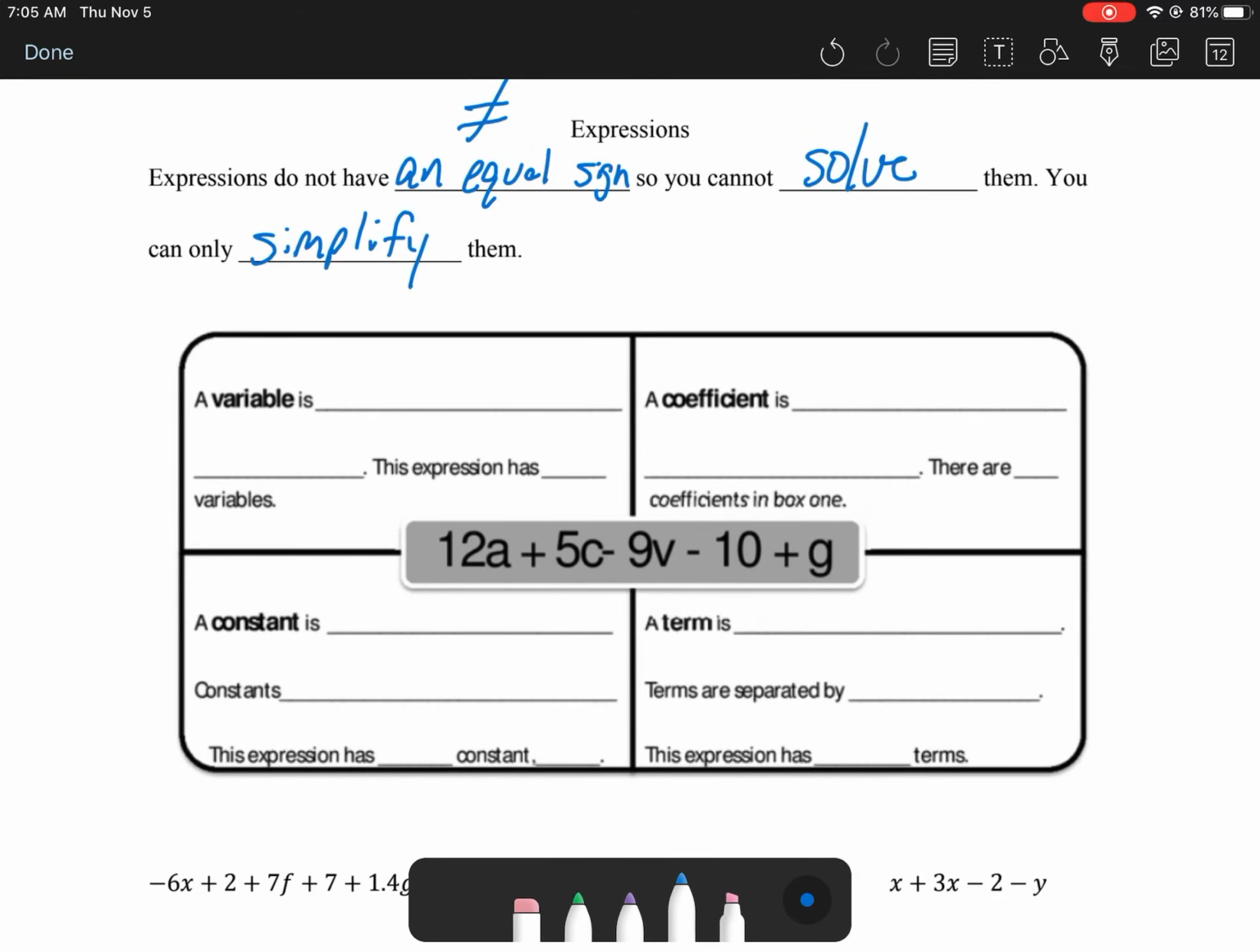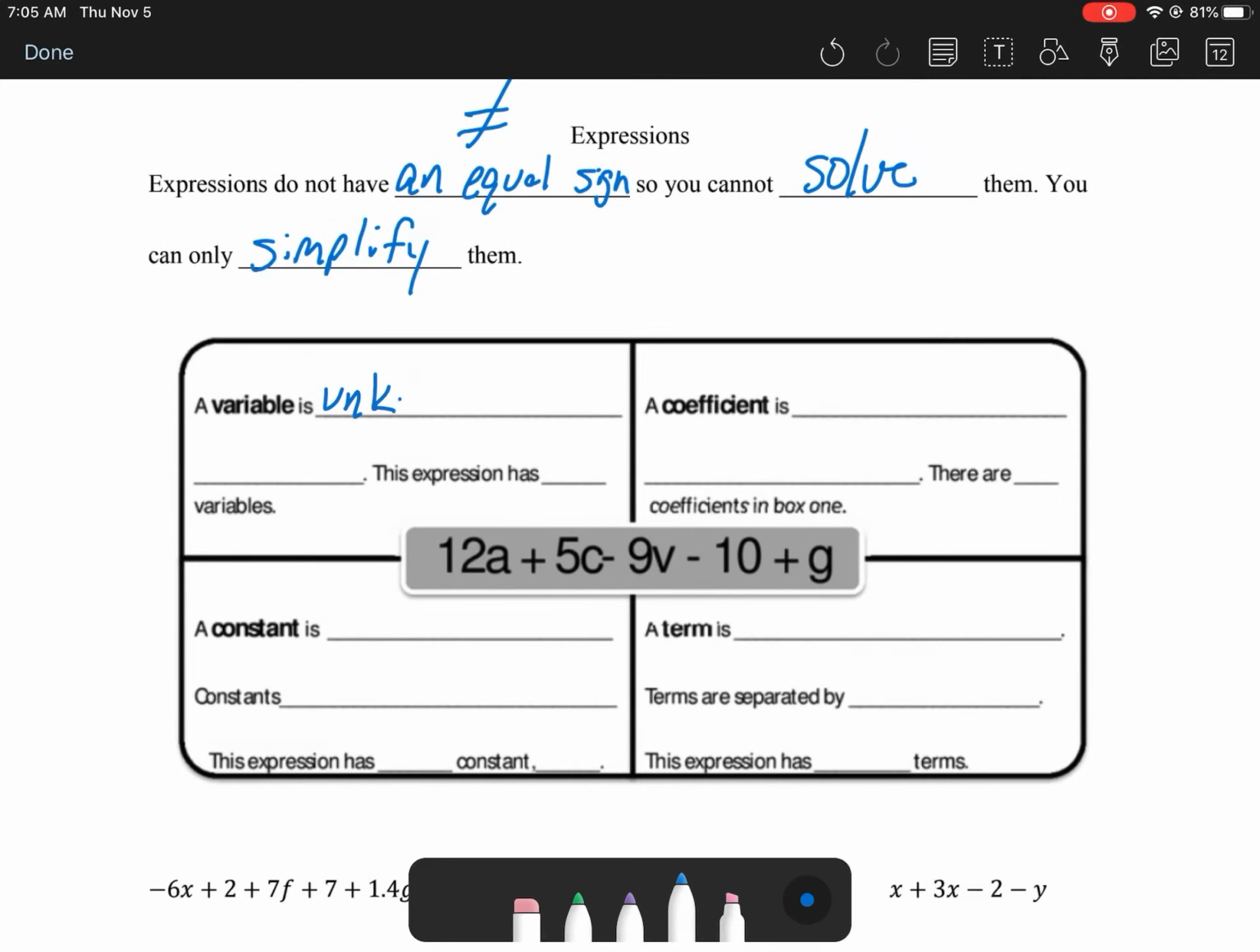Now below I have this little table here with some vocab words that I want us to talk about. The first word is a variable. A variable is an unknown value that is represented as a letter. So the most common ones that we see are X, Y, and Z. However, you could also have like A, B, C. You could have Greek letters like theta. As long as it is some form of letter, we call that a variable.